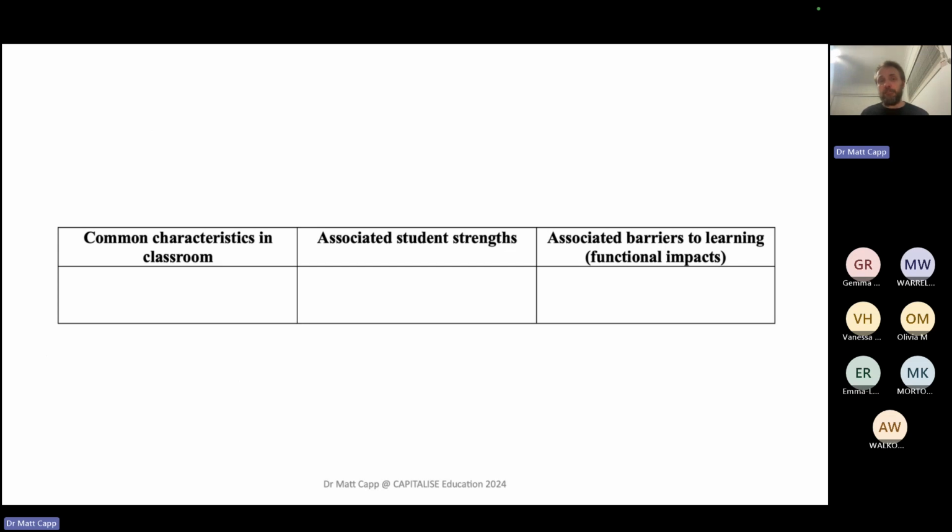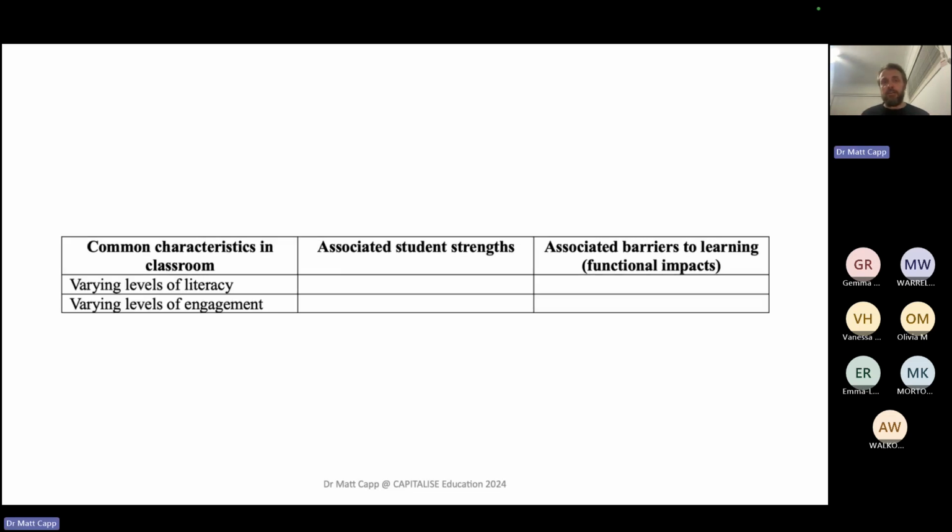So to do that, we use this simple framework. We identify the common characteristics for our students, then associated strengths and associated barriers to learning, or if you think about the NCCD, functional impacts.